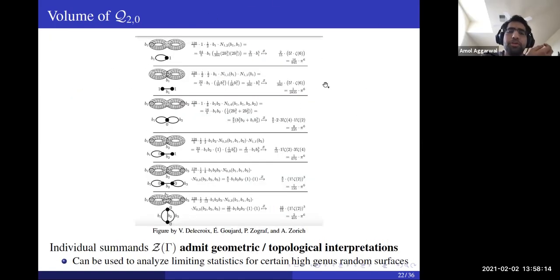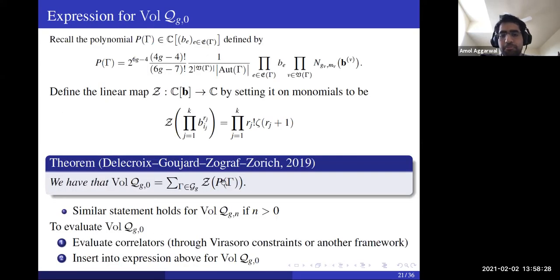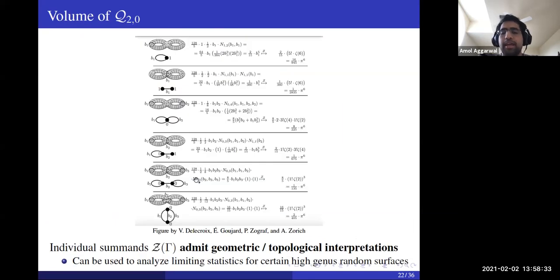Okay, so as I said before, you can in principle compute everything, and here's how it looks in the case when the genus is 2. Now, the interesting part that I want to describe next is that these individual summands, these Z_P(T) terms, corresponding to each stable graph, admit geometric or topological interpretations, and they can be used to analyze statistics of these random surfaces. So I'll try to get to that next.